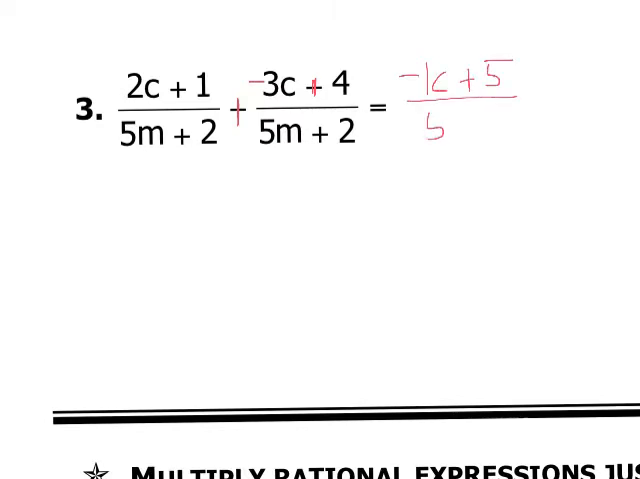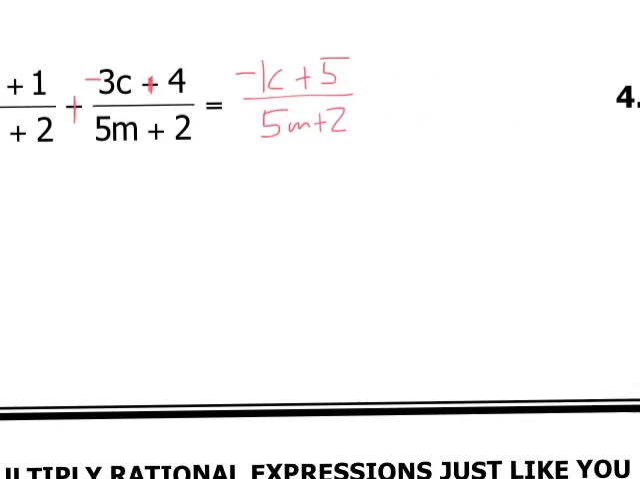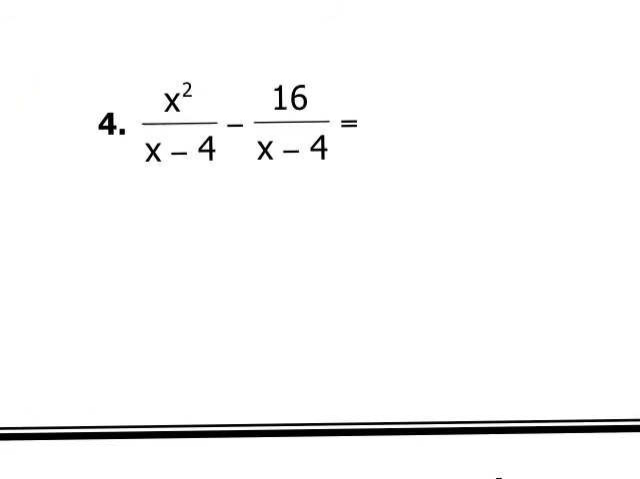On bottom I have 5m plus 2. Can I factor either piece? No. Can I reduce anything, top or bottom? No. What about my 5s? Leave them like that. No. Leave them like that because they're involved in addition and subtraction, right? It's not 5 outside the parentheses, so that's my final answer. Okay? And then 4. There was some question about 4, and that's okay.